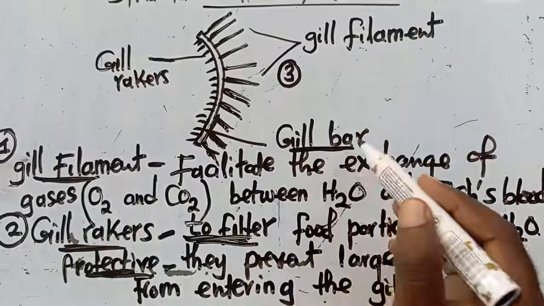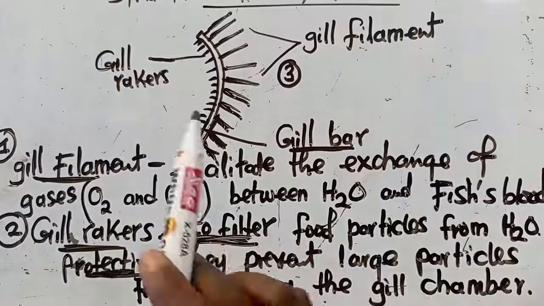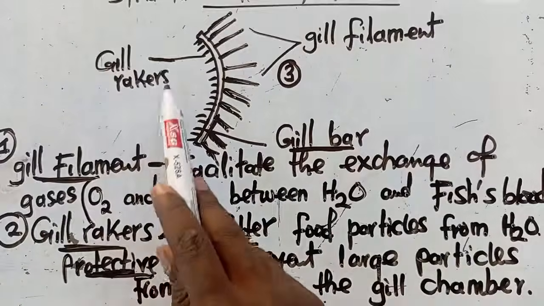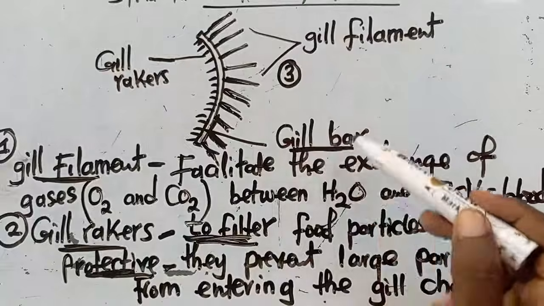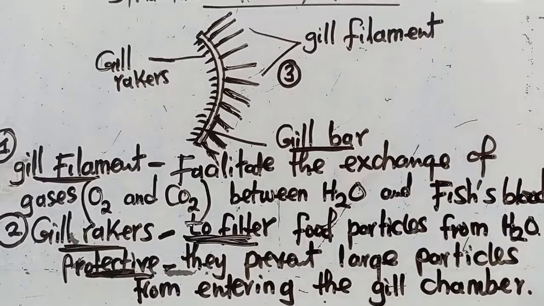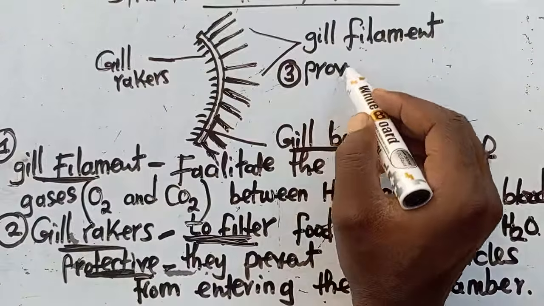This one is the gill bar. Its function is very simple. As you can see, it is in between the gill rakers and the gill filament. So what is the function of the gill bar? The gill bar just provides structural support.